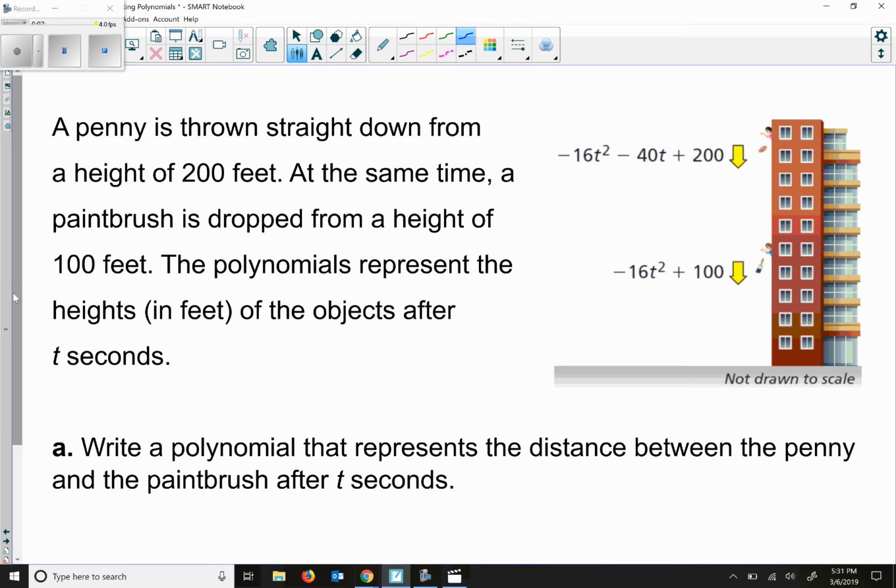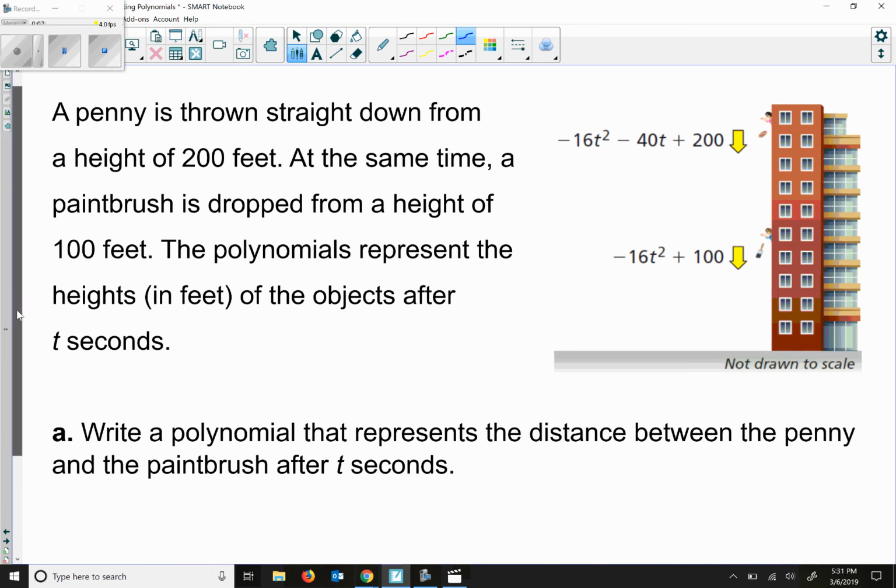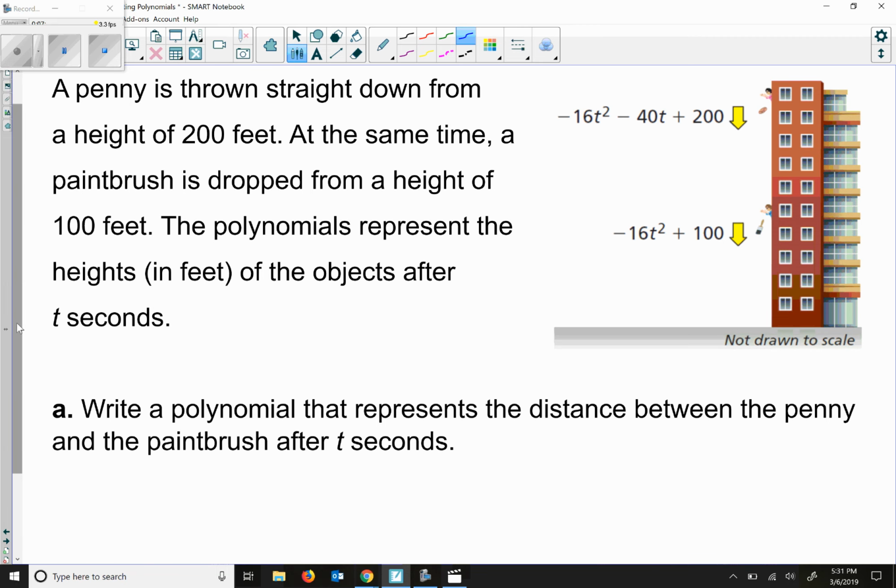All right, here's the last problem. So you got a word problem, and unfortunately, I forgot to put the picture on there for you, so I apologize. But these are the two polynomials.